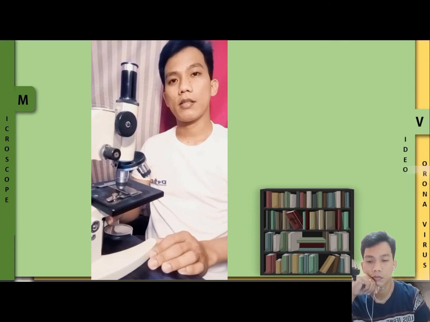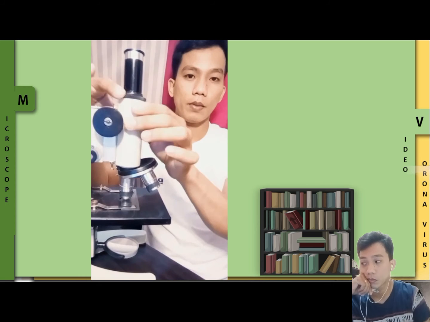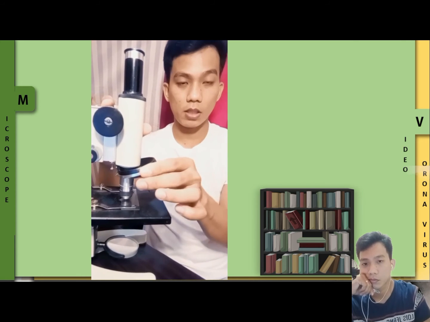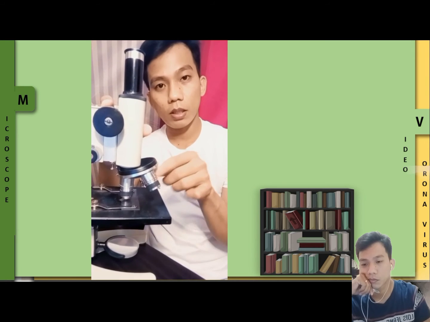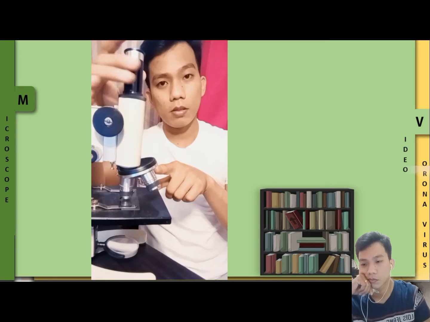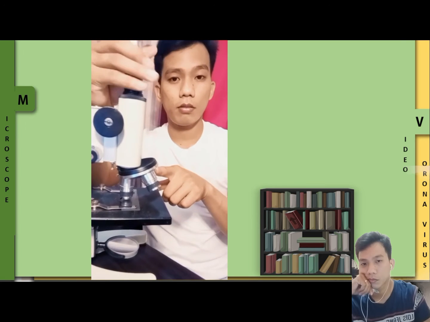Okay? Next is the body tube. The body tube is here. Okay? Our body tube holds the nose piece, the revolving nose piece which holds the objective lenses, plus your eyepiece. Okay?